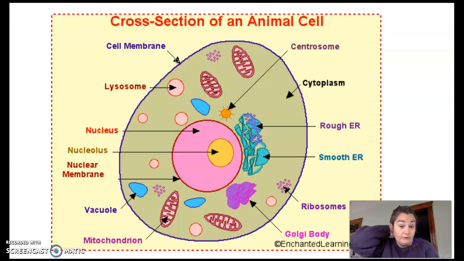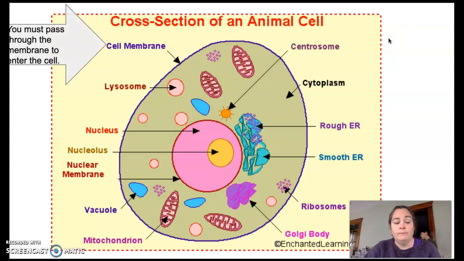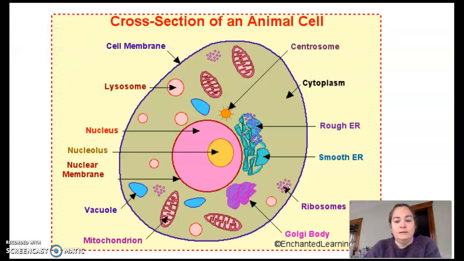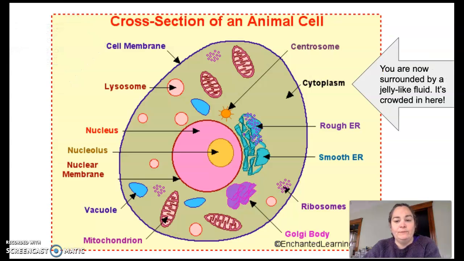All right, so I made this slide. This is a little crazy. I hope it works. So here's a big animal cell. First we're going to pass through the cell membrane to get into the cell. And once we get in, look what I did. If you look at this in the not presentation style, it looks like a mess.